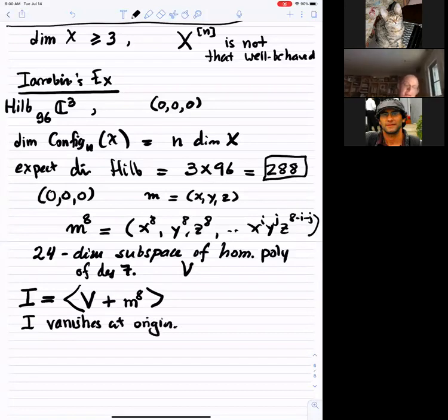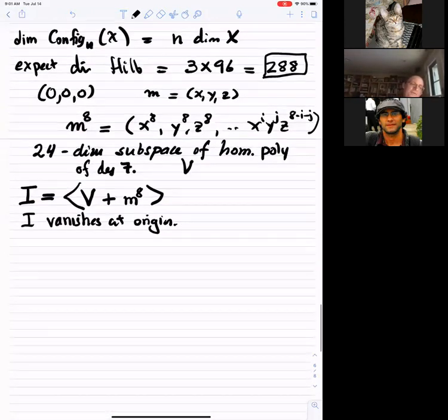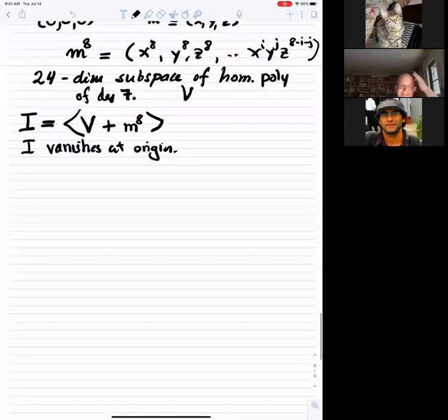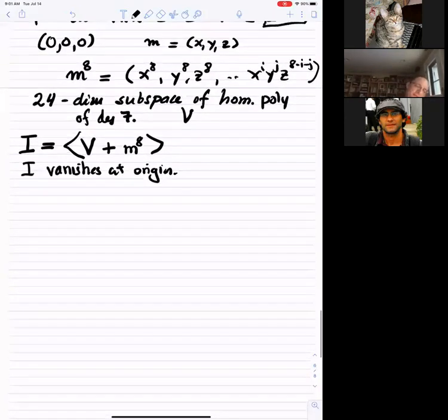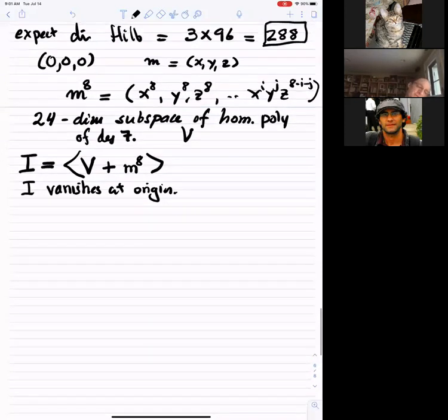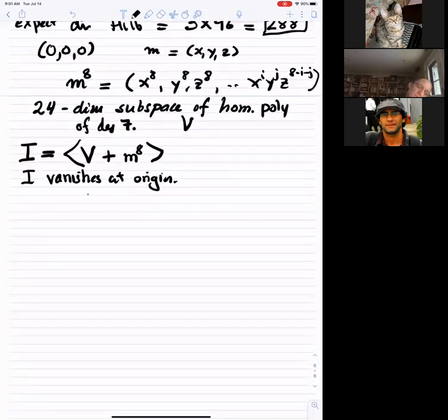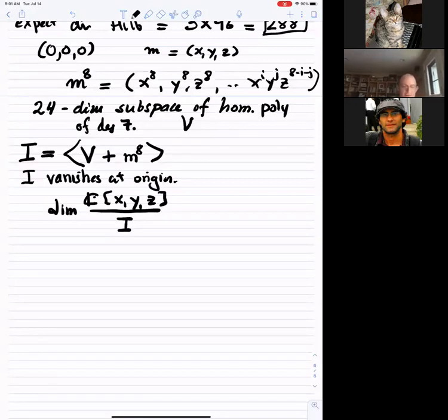Okay, but now let's see what kind of... this is a case where all the 96 points, so to speak, are concentrated at the origin, but let's look at what the Hilbert polynomial is. To compute the Hilbert polynomial, we are working over the complex numbers, so you look at C[x,y,z] modulo I. This is a finite dimensional vector space, so you compute the dimension of this vector space, okay?